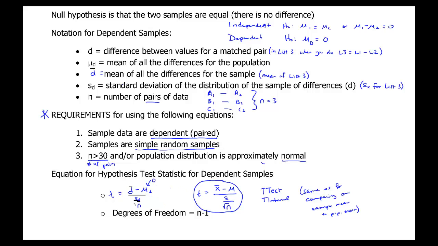Okay. So in the calculator, we're going to be doing the same tests, same functions as we did for comparing a sample mean to a population mean, simply because, even though we have two groups, we're just using the list of the differences, which narrows it down to one group, and comparing that to the differences mean, which should be 0.